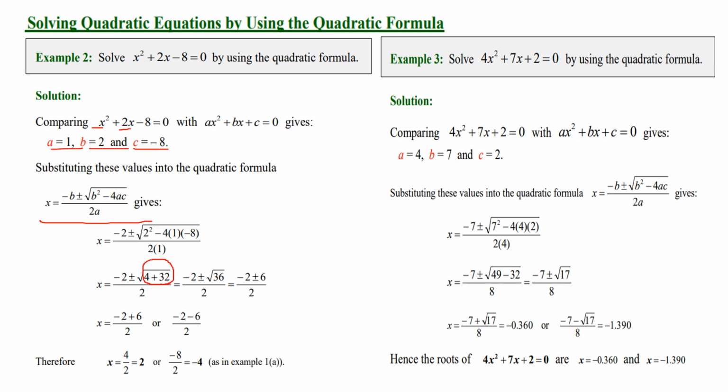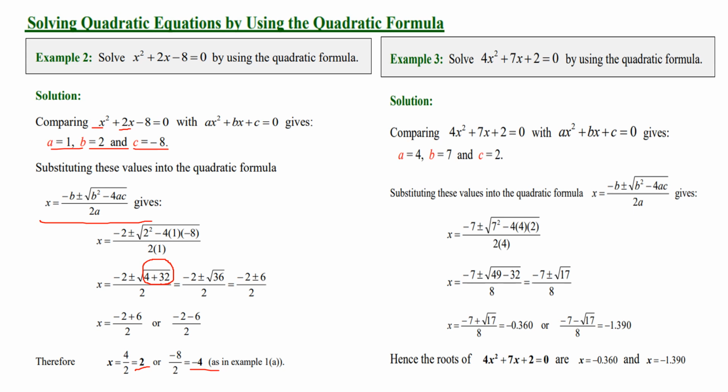Then we have two solutions. In the middle we have plus and minus. So for the first solution we keep the plus sign, and for the second solution we keep the minus sign. So that's all for the question. So minus 2 plus 6 divided by 2 will be 2. And minus 2 minus 6 will be minus 8 divided by 2, which gives negative 4. So the answer is 2 and negative 4.